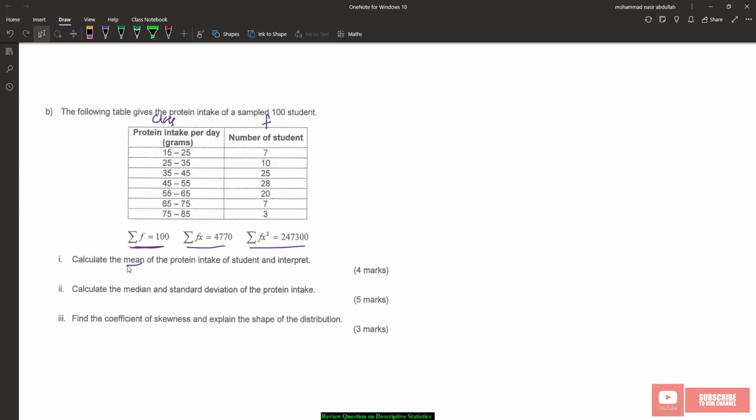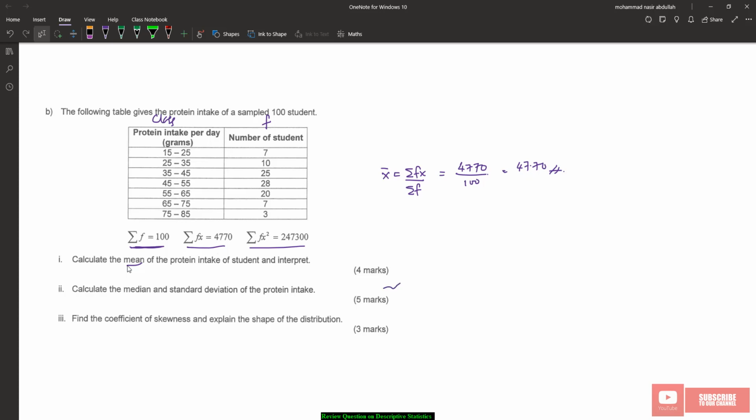and interpret it. So mean, x bar, is equal to summation of fx divided by summation of f. So we just plug the values into the formula: 4770 divided by 100, which equals 47.70. So what does it mean? It means that the average protein intake per day is 47.7 gram. Or we can say that the protein intake per day for 100 students is 47.70 gram. That's all.